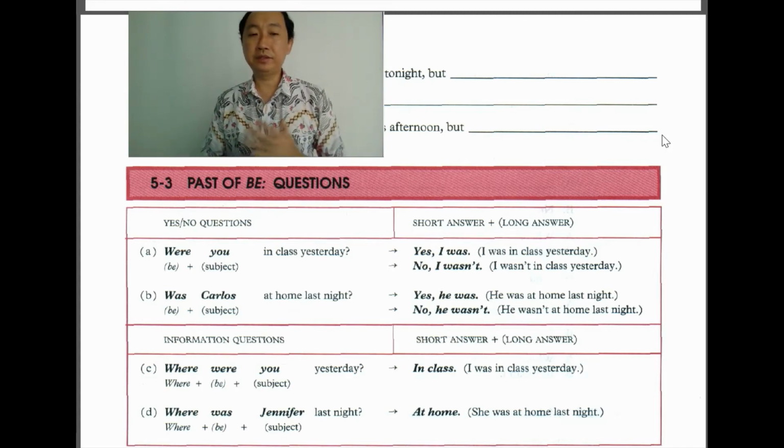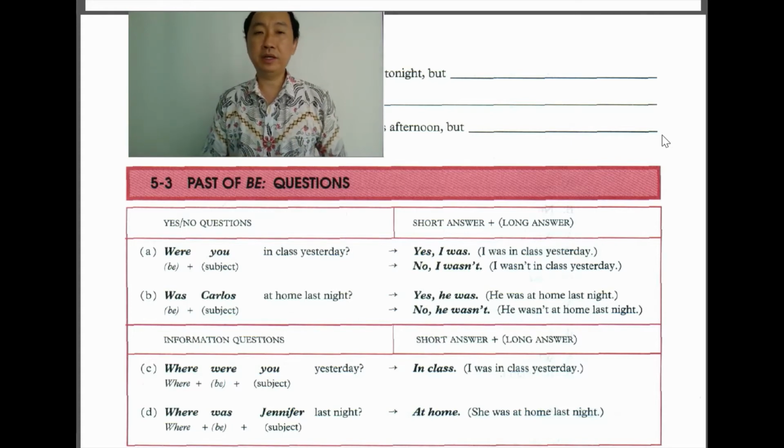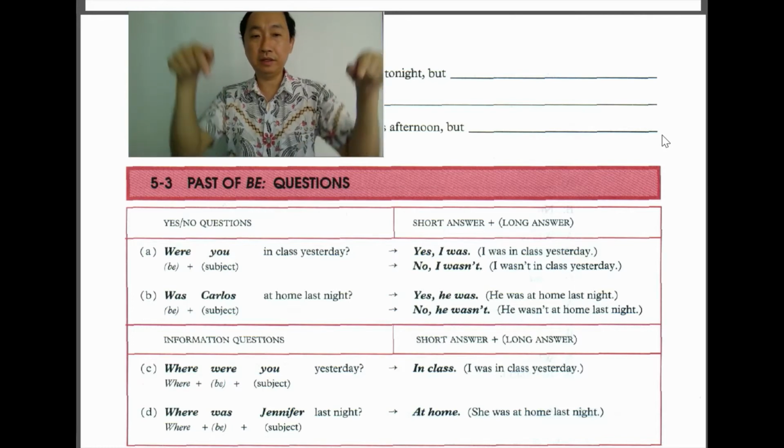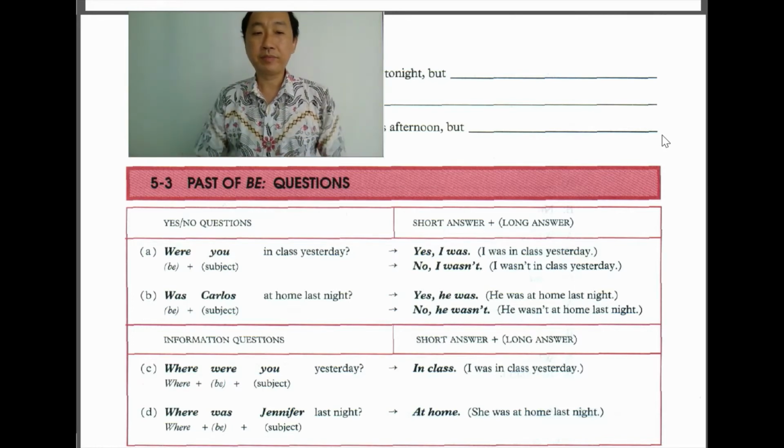The rule for yes/no questions is were or was, then the subject, and then the rest of it, and don't forget the question mark. And then for information questions or WH questions, as stated in the description below, the pattern is question word, then to be, then subject, and then the rest of the information. Okay, thank you.